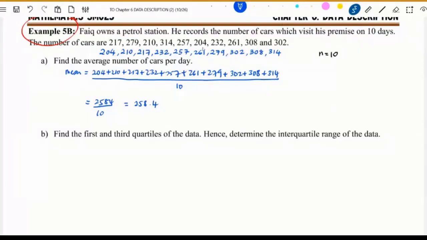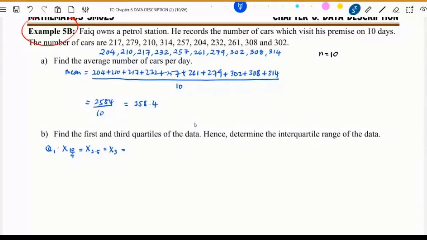Part B, so to find the first and third quartile. So how to find the quartile? Starting, we have to find your observation first. So the observation, which is 10 divided by 4. So we're gonna have X. So are we gonna have decimal or integer? Decimal, miss. Decimal. So we have 2.5. So we have to round up. We're gonna have the third observation, which is based on the data they arranged.